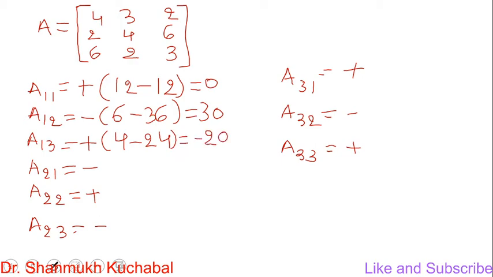Further, A21 we have to calculate. A21 is the second row, first column element. The corresponding row and corresponding column we have to eliminate. 3 3s are 9 minus 2 2s are 4. So the rest of the elements we have to cross multiply. So we get 9 minus 4, which gives minus 5 here.